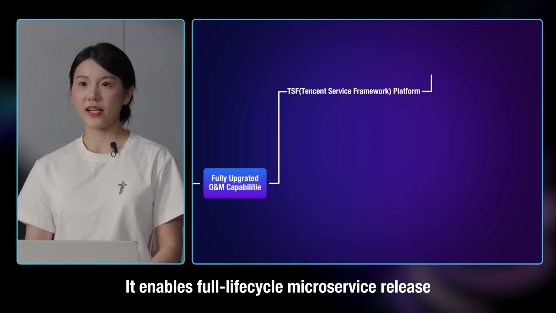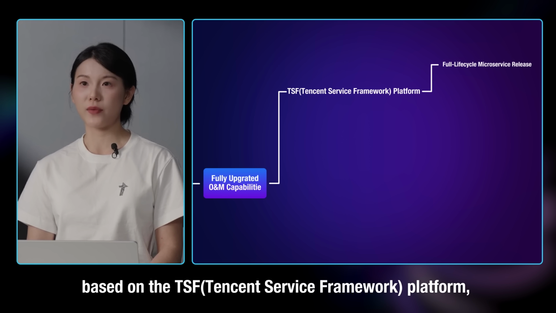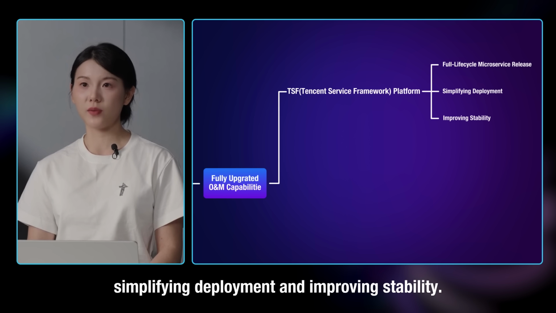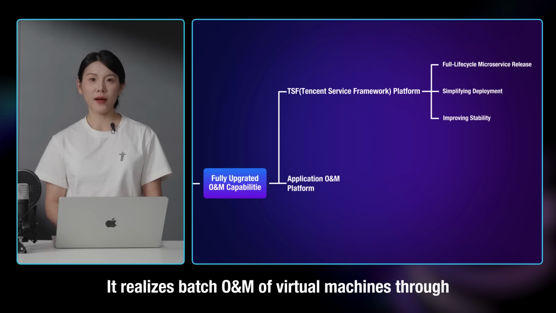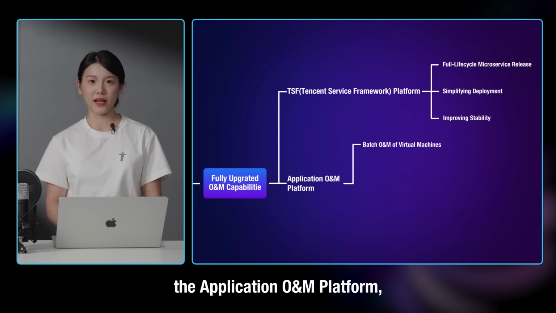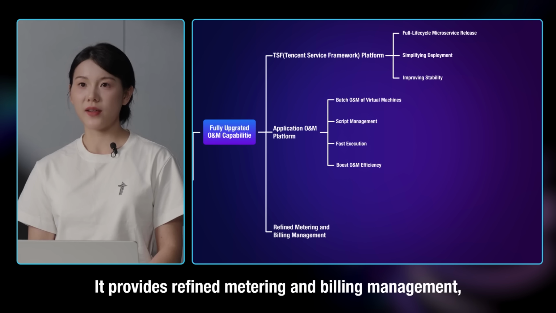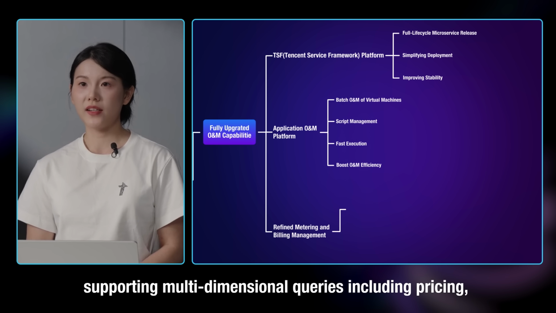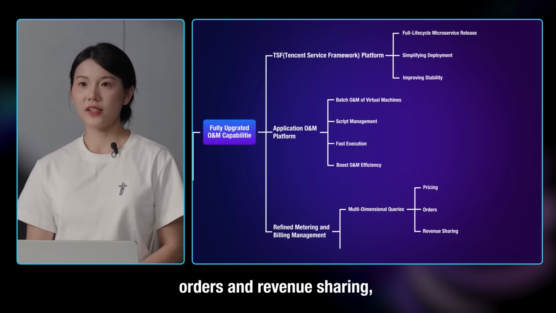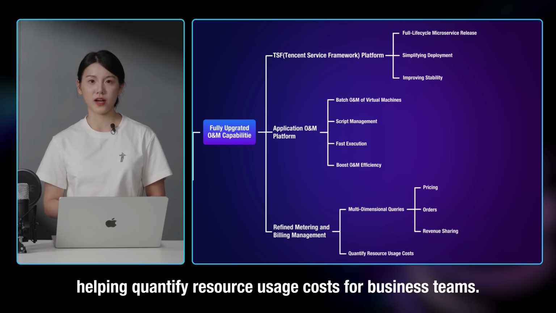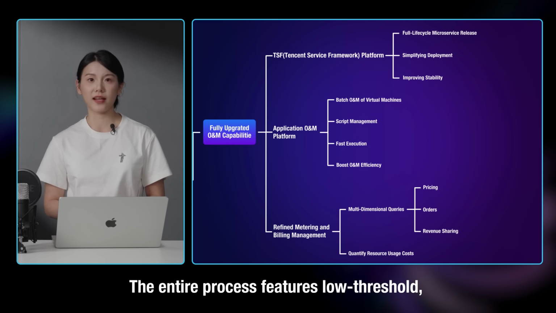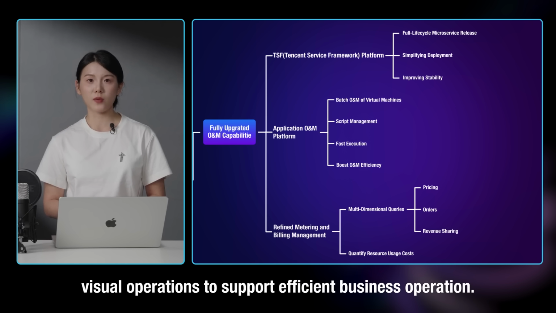It enables full lifecycle microservice release based on the TSF platform, simplifying deployment and improving stability. It realizes batch O&M of virtual machines through the application O&M platform, with script management and fast execution to boost O&M efficiency. It provides refined metering and billing management, supporting multi-dimensional queries including pricing, orders, and revenue sharing, helping quantify resource usage costs for business teams. The entire process features low-threshold visual operations to support efficient business operation.